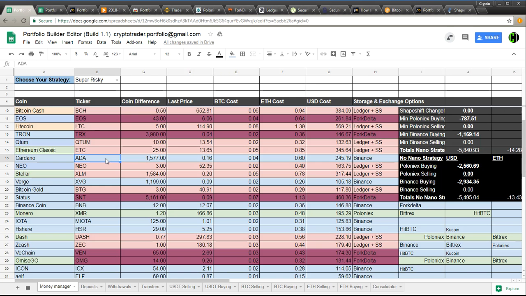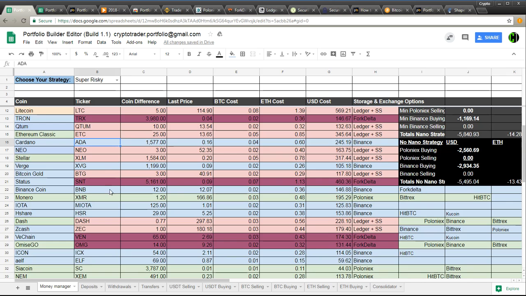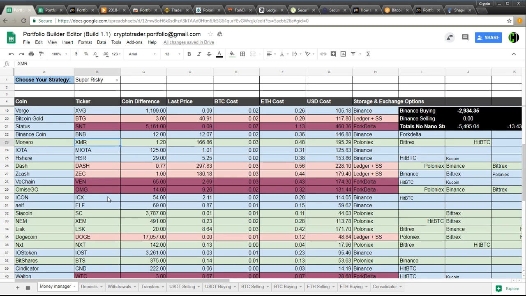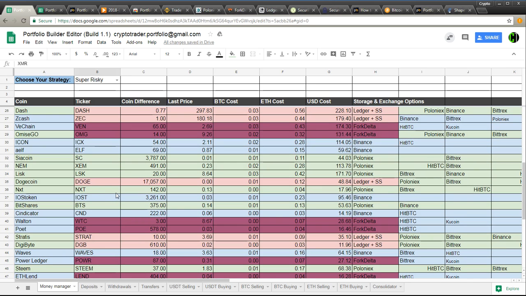Then the rest of the coins are purchased at either Binance or Poloniex currently. Now in version 2.0, we are greatly expanding the list of exchanges and the list of coins, but we're also going to give you more control as to exactly what weight level you give each coin, and also which coins you want in or out of your portfolio.